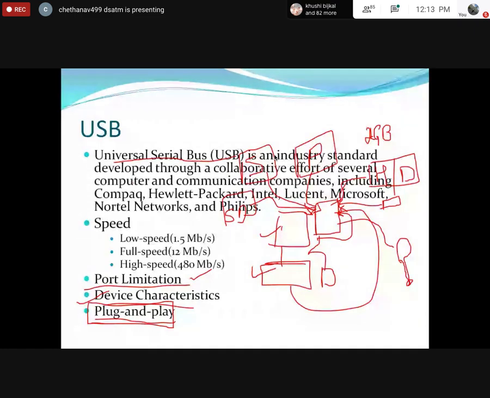And port limitation, right? So you have to start the explanation of USB with this: how much speed, what the port limitations are, what the device characteristics are, and what plug and play is. So that you have to explain. Later you should go to the diagram.